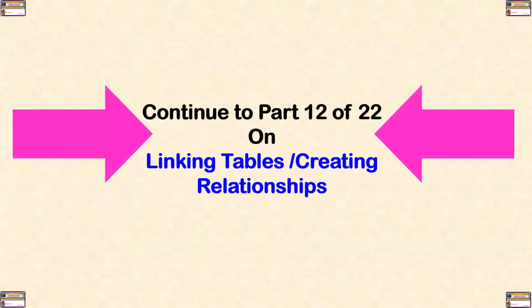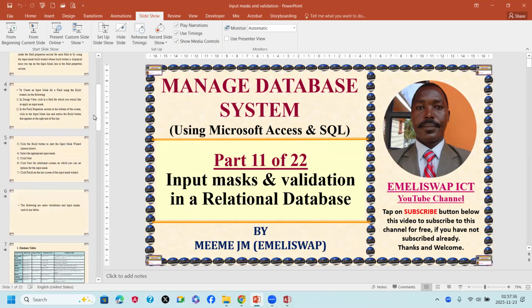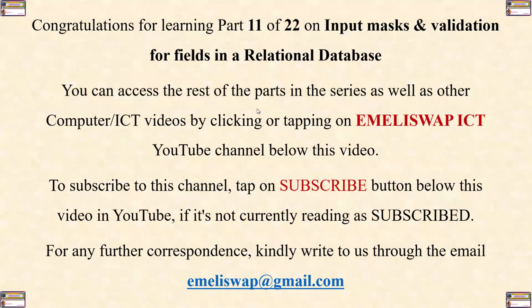And therefore, with that, my dear students and the rest of the learners, we have come to the end of part 11 of the series. You can continue to part 12 of the series, in which you are going to learn about linking tables or creating what we call relationships. And I want to congratulate you, my dear students and the rest of the learners, for being able to learn about this part of the series, part 11, concerning the input masks and validation for fields in a relational database.